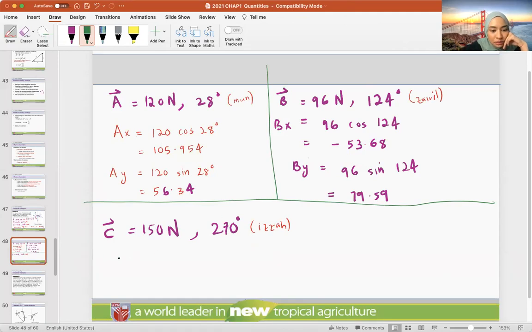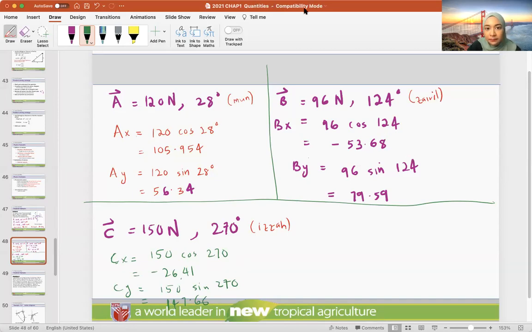26.41 untuk X. Cx equals to 150 cosine 270 equals to minus 26.41. Cy is 150 sine 270 equals to, green dengan green, 147.66. Okay. Thank you, Izzah. And then the next one, lagi ke?